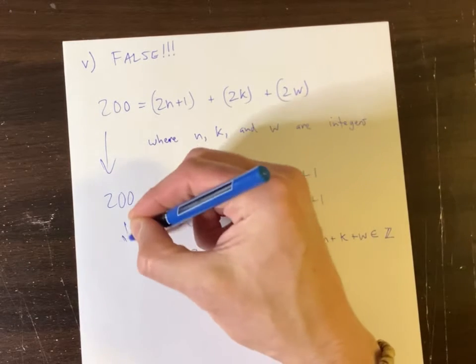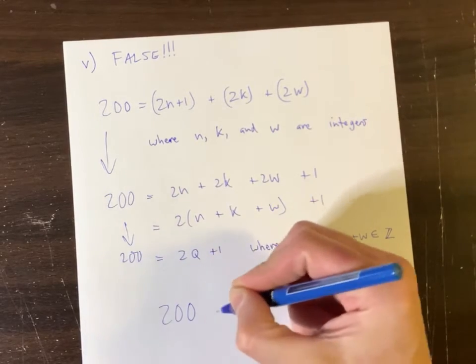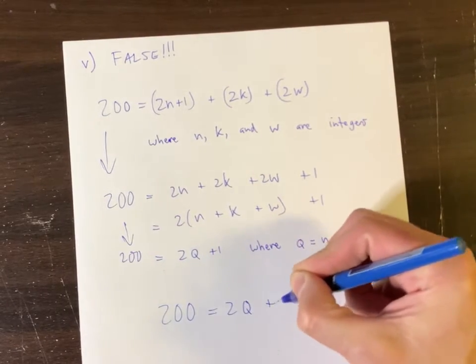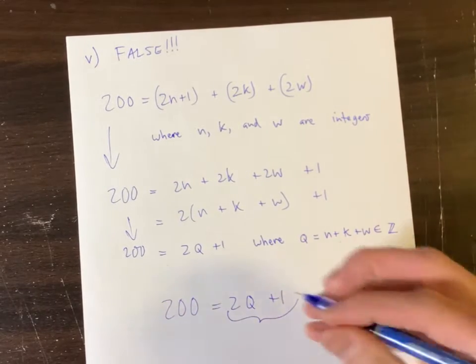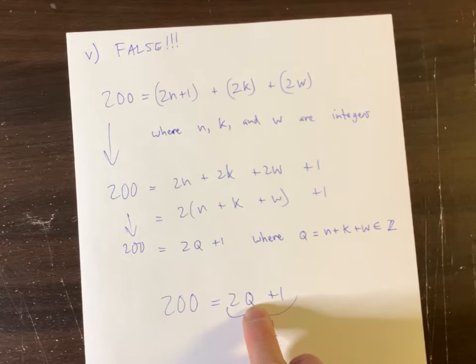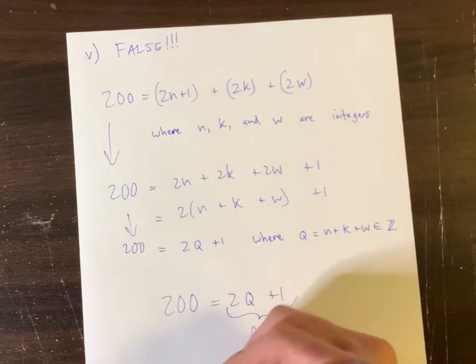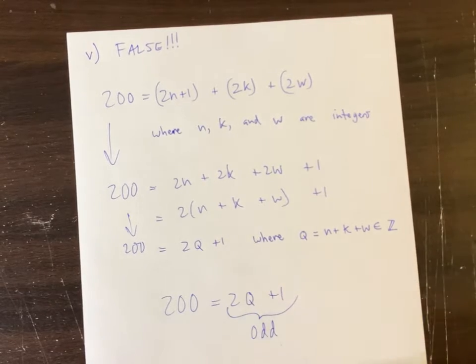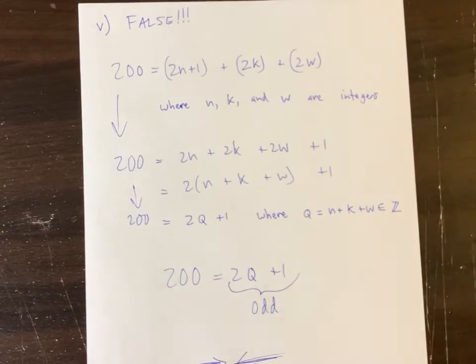But now look at what we have. We're saying that 200 equals 2q plus 1. But look, what kind of animal is this? 2q plus 1 is an odd number because q is an integer. So do you think 200 is odd? Yeah, I know. So we have a contradiction. That's the symbol for contradiction. You can write this in your own words, but definitely false.